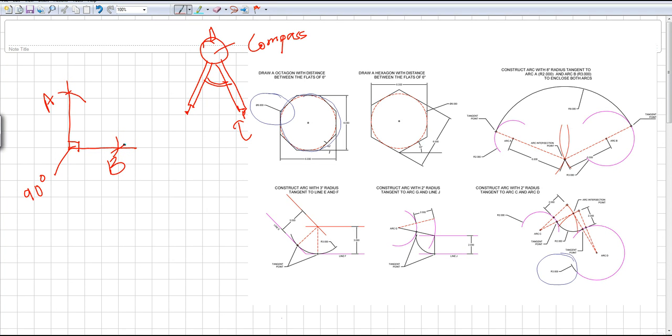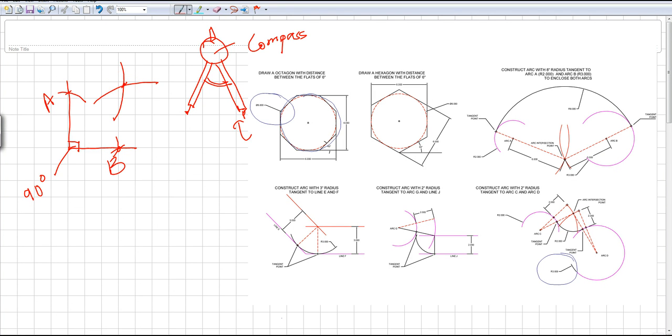Now putting my compass on line A at this intersection, I would draw another arc going that way. I'll do the same thing, put the pointed edge on line B at this intersection and draw another arc going this way. Now the size really doesn't matter, it just has to be a little bit more than half, so you make sure that these arcs are intersecting somewhere, which is right here.